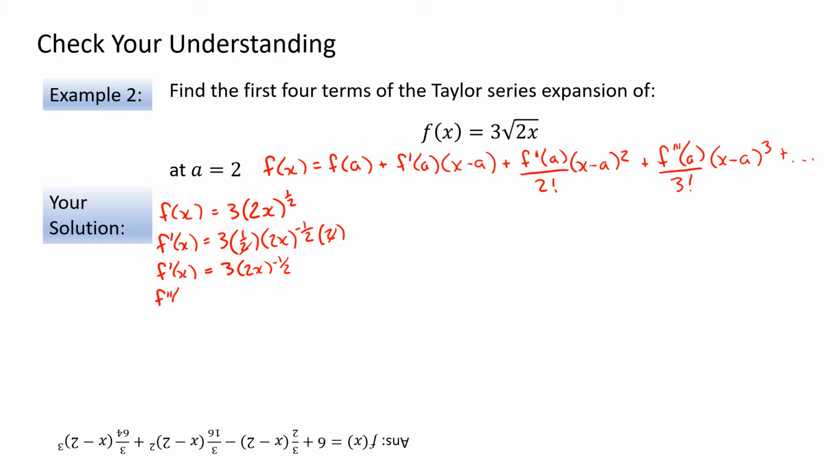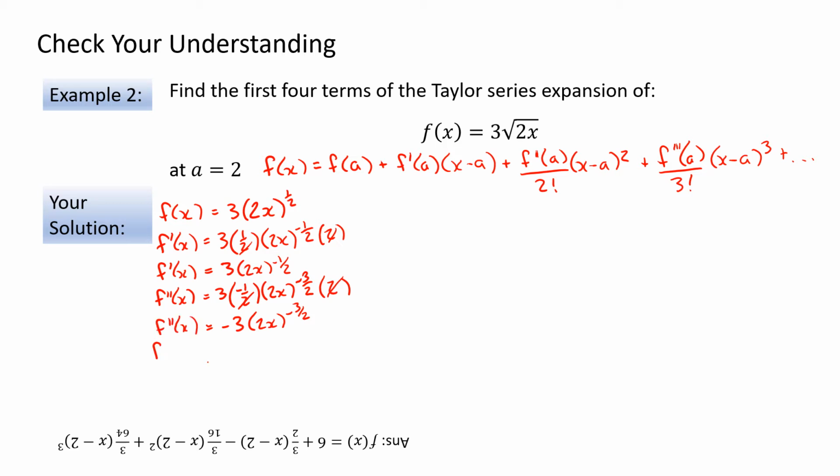The second derivative, f double prime of x, is equal to 3 times negative 1/2 times 2x. In this case, we're at the negative 3 over 2, subtracting again 1 from the exponent, and again multiplied by 2 for the derivative of the function inside. If we do that again, the 2's here will cancel, and what we end up with is negative 3 this time times 2x to the negative 3 over 2. Okay, so that's f double prime of x.